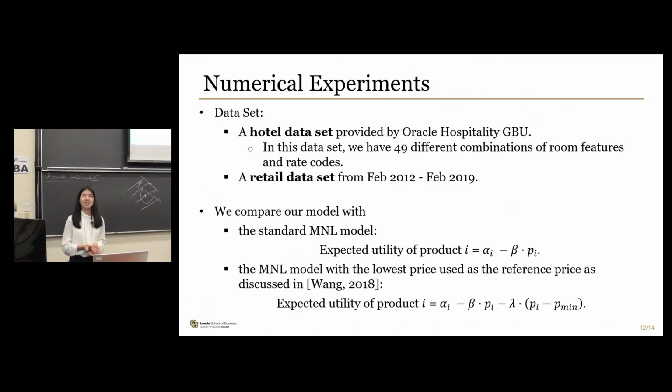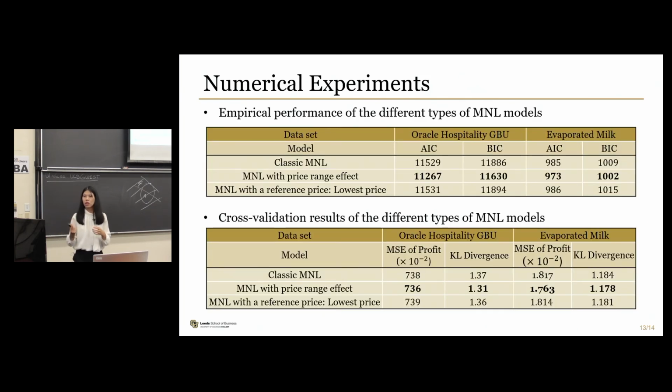Besides the structural properties we showed previously, we also did some numerical experiments here to justify our model. Here we use two real-world data sets. One is the hotel data set provided by Oracle Hospitality GBU, and the other one is a retail data set. In our numerical experiments, we compare our model with the standard MNL model, and also the MNL model with the lowest price used as a reference price. Our numerical experiments include two parts. First, we show the empirical performance of these three models.